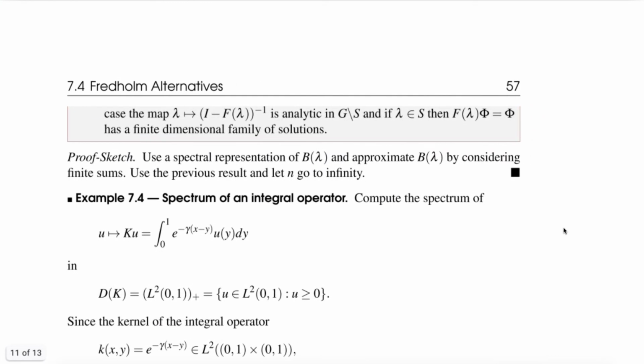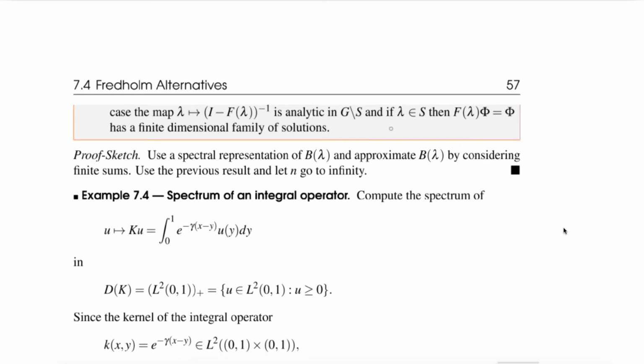And so in this case, the map lambda maps to I minus B lambda inverse is analytic when it exists. And if lambda is in S, then the equation B lambda phi equals phi has a finite dimensional family of solutions.